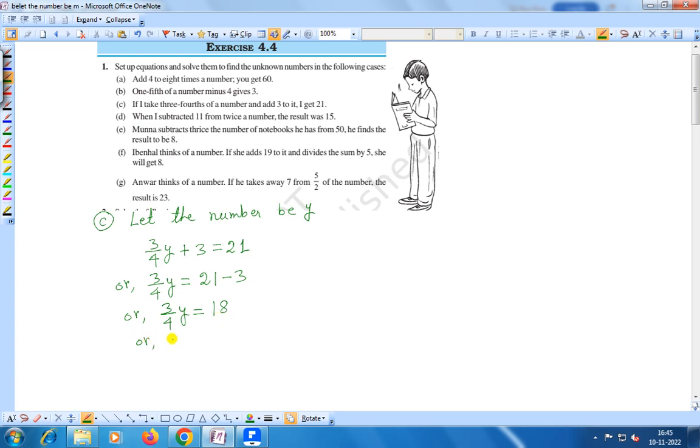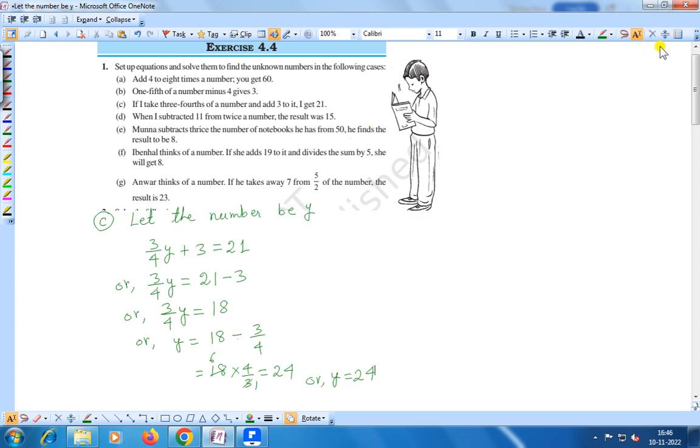Or y is equal to 18 divided by 3 by 4. Or you can write 18 into 4 by 3. 3 sixes are 18, or 4 sixes are 24. Or you can write y is equal to 24, which is the required solution of the equation. Right? Now you solve question number D.